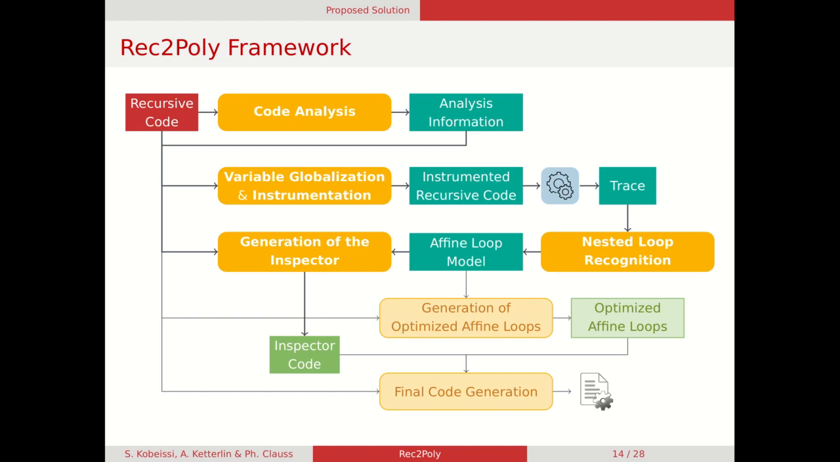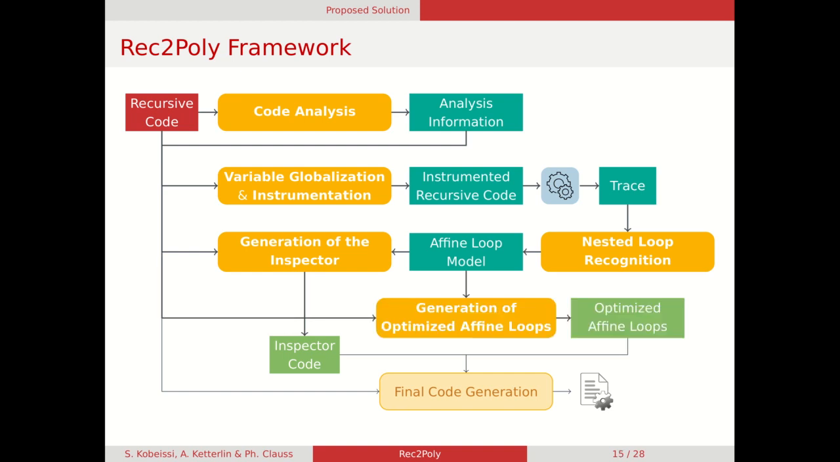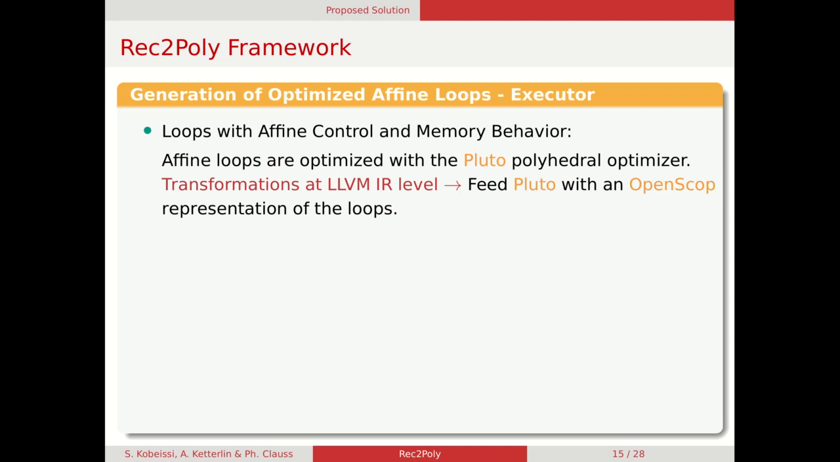The fifth phase of Rec2Poly is generation of optimized affine loops. It takes as an input the recursive code along with the analysis information and the affine loop model and gives as an output the optimized affine loops. In this phase, the executor, or the optimized affine loops, are generated. In case of loops with an affine control and an affine memory behavior, Rec2Poly optimizes them using the Pluto polyhedral optimizer. But since the transformations are applied at the level of the LLVM intermediate representation, Rec2Poly needs to feed Pluto with an OpenScop representation of the loops, that is a format understood by Pluto.